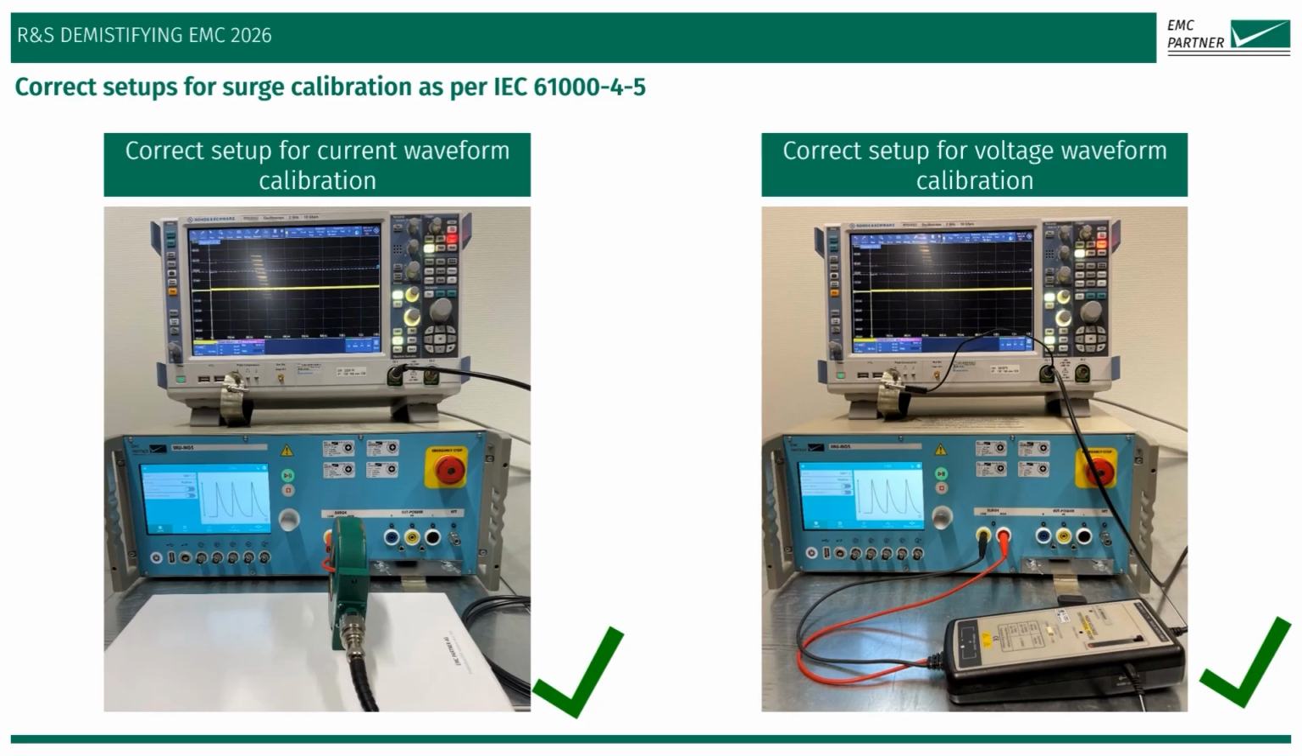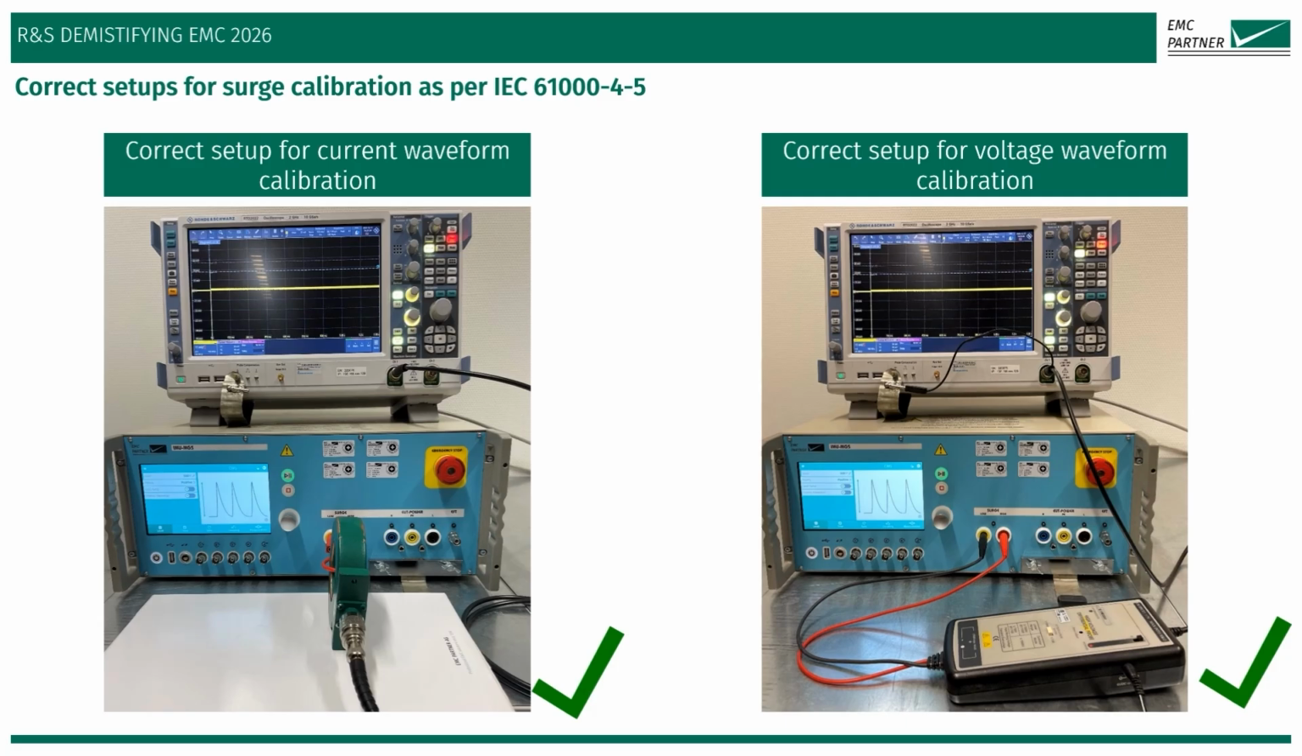To ensure compliant waveform verification according to IEC 61000-4-5, we recommend following these calibration setups you see on the slide. For voltage waveform calibration, using a differential voltage probe is highly recommended. Unlike standard probes, a differential probe allows for floating measurements, preventing ground loops that could distort the waveform, or even damage your oscilloscope. For current waveform calibration, a high response current probe is also recommended to capture rapid current change without saturation, and also using a very short cable.